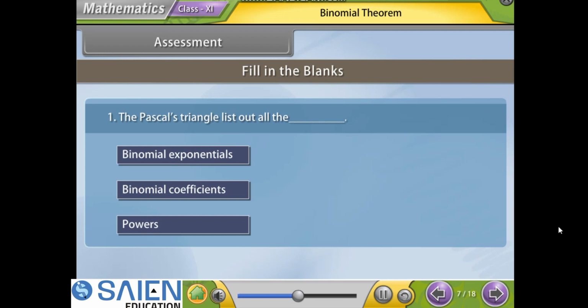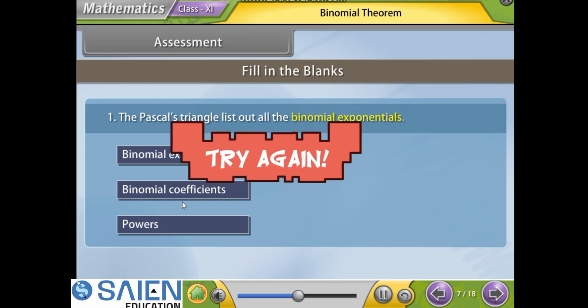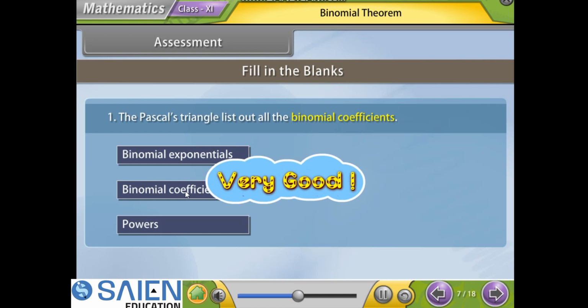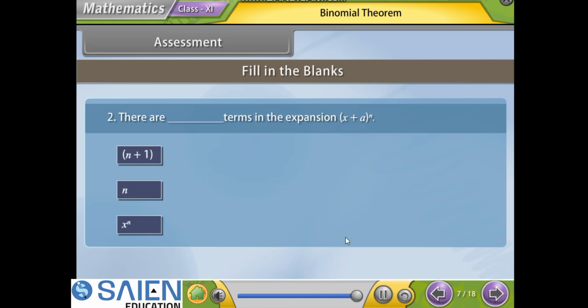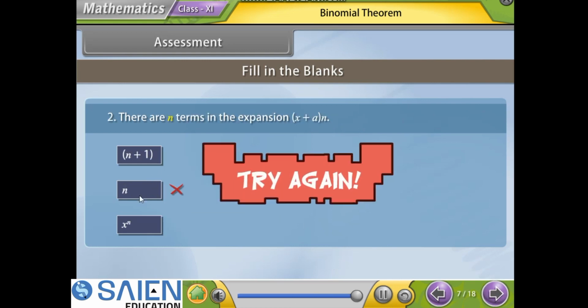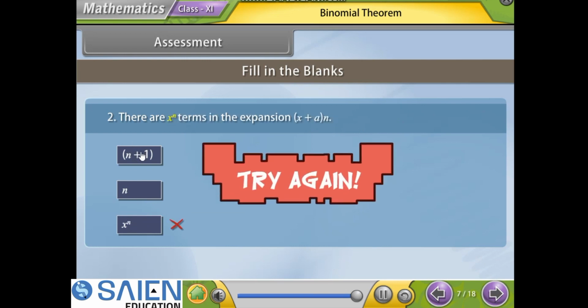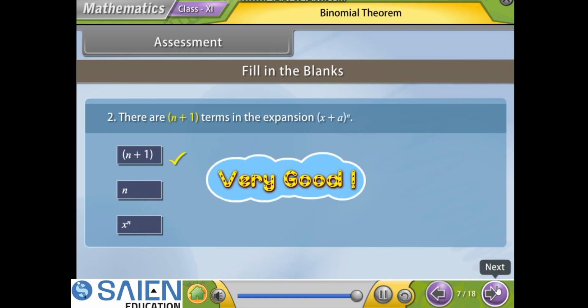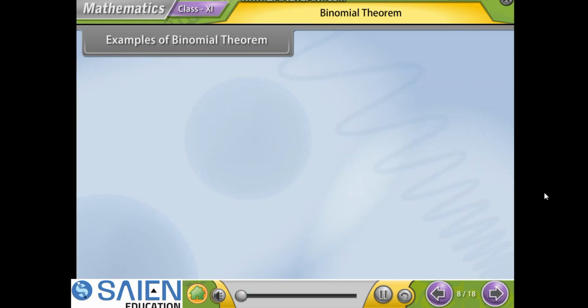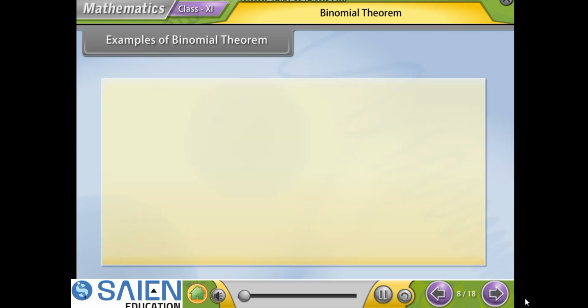Assessment. Before proceeding further, let us know how much you have learned. Fill in the blanks. Try again. Very good. Try again. Try again. Very good.